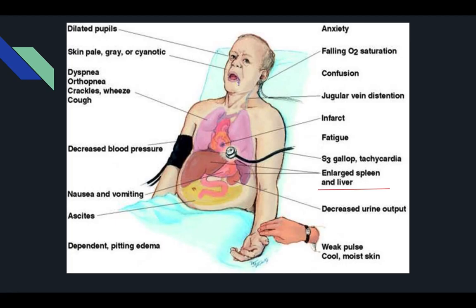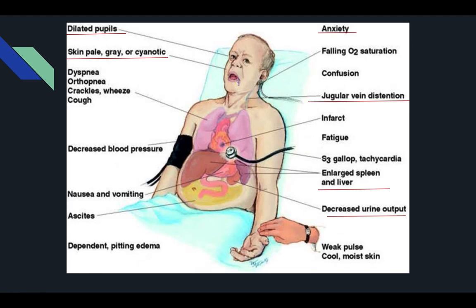When the nurse inspects the patient, signs and symptoms of CHF she may detect would be gray, cyanotic or pale skin, dilated pupils, a decreased urine output, which can be determined through the patient's catheter bag or just by asking, jugular venous distension, which may need to be detected with a pen light, and restlessness or anxiety may also be present.